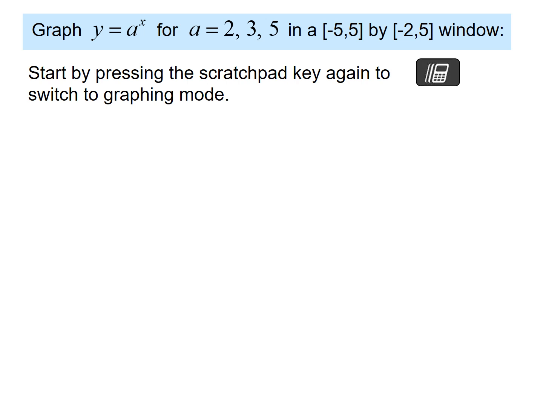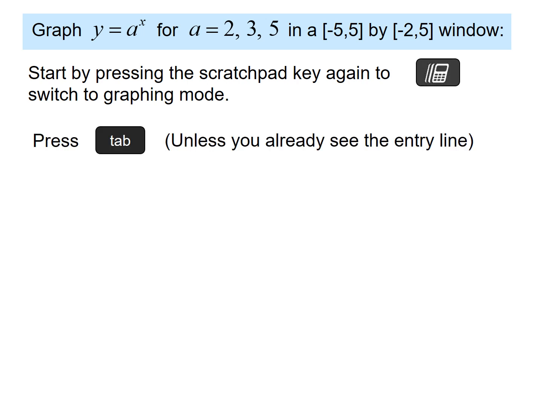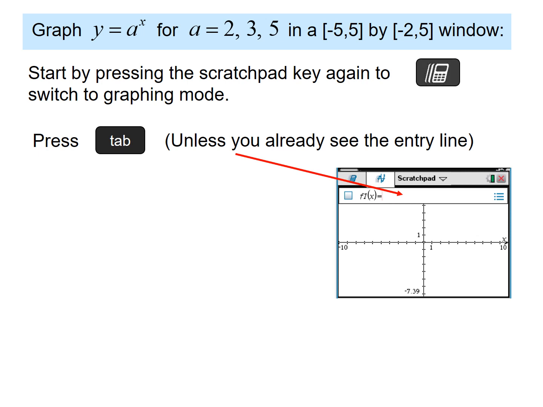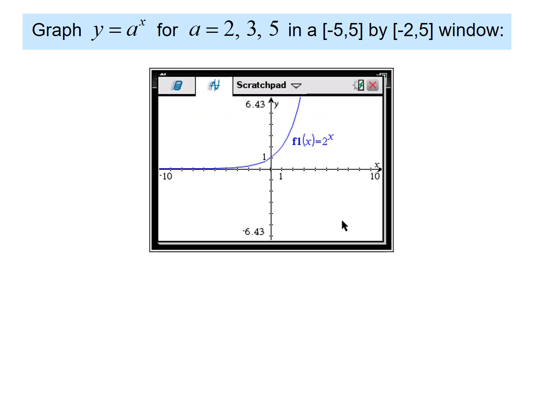All right, we're going to look at graphing. We can graph y equals a to the power of x for different values of a. We're going to do this in a window with x values going from -5 to 5, y values from -2 to 5. So press that scratch pad button, that'll take you to a graphing screen. If you're not already in the function line, press tab and input 2 to the power of x. Enter, and you'll see the graph for 2 to the power of x.